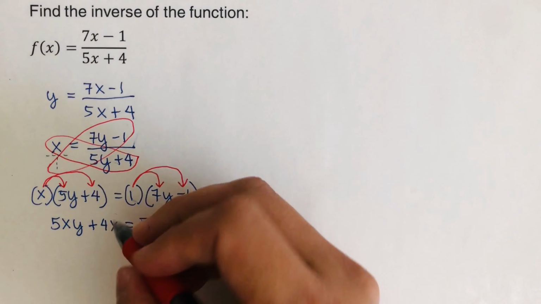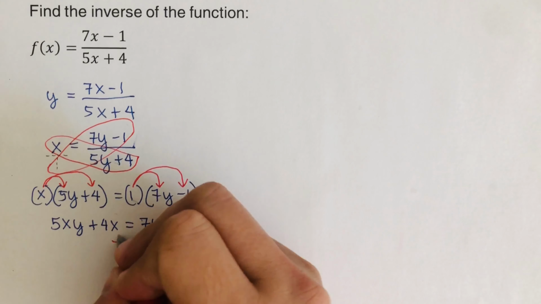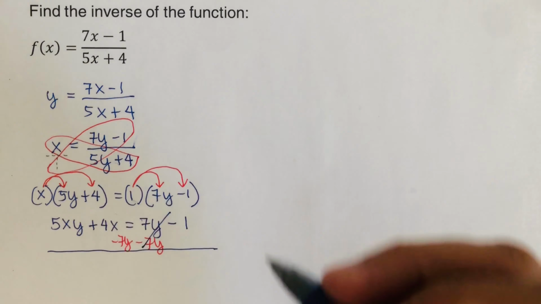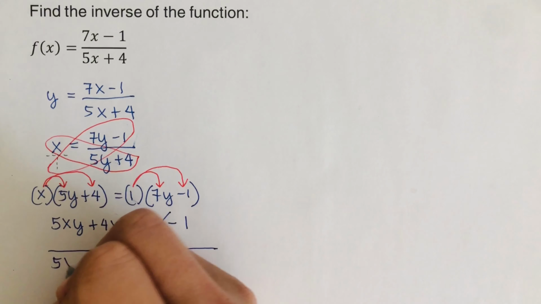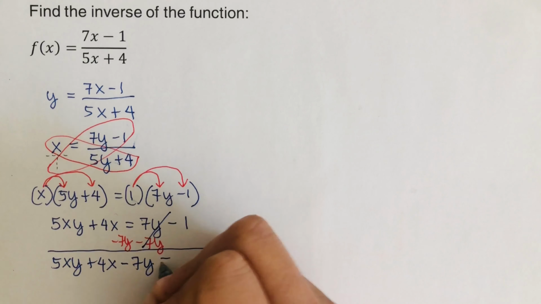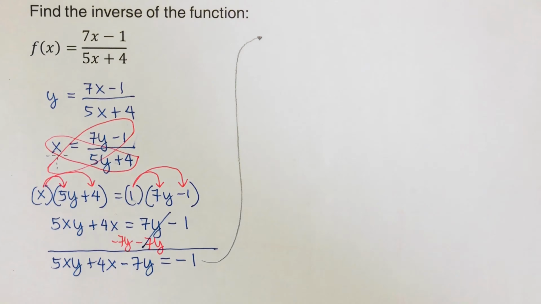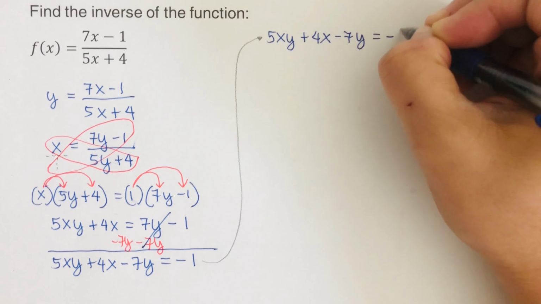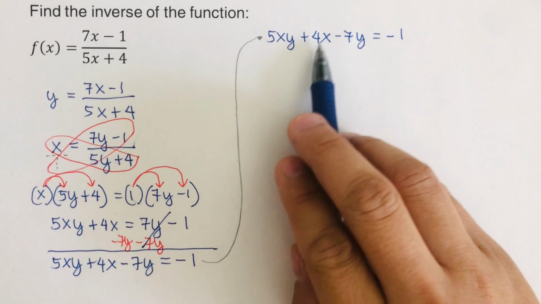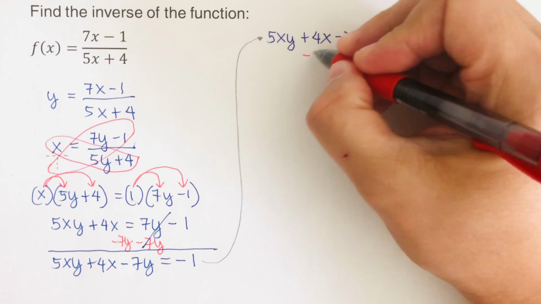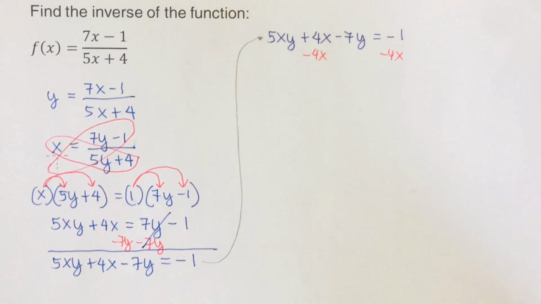So then I can go ahead and subtract 7y from both sides, minus 7y. So then I am left with, we can cross this out, so that would be 5xy plus 4x minus 7y is equal to negative 1. Again, our target is to isolate the y. So I'm just going to rewrite that up here. Since there is a term here that doesn't have a y, I can go ahead and subtract 4x from both sides. So minus 4x and minus 4x.